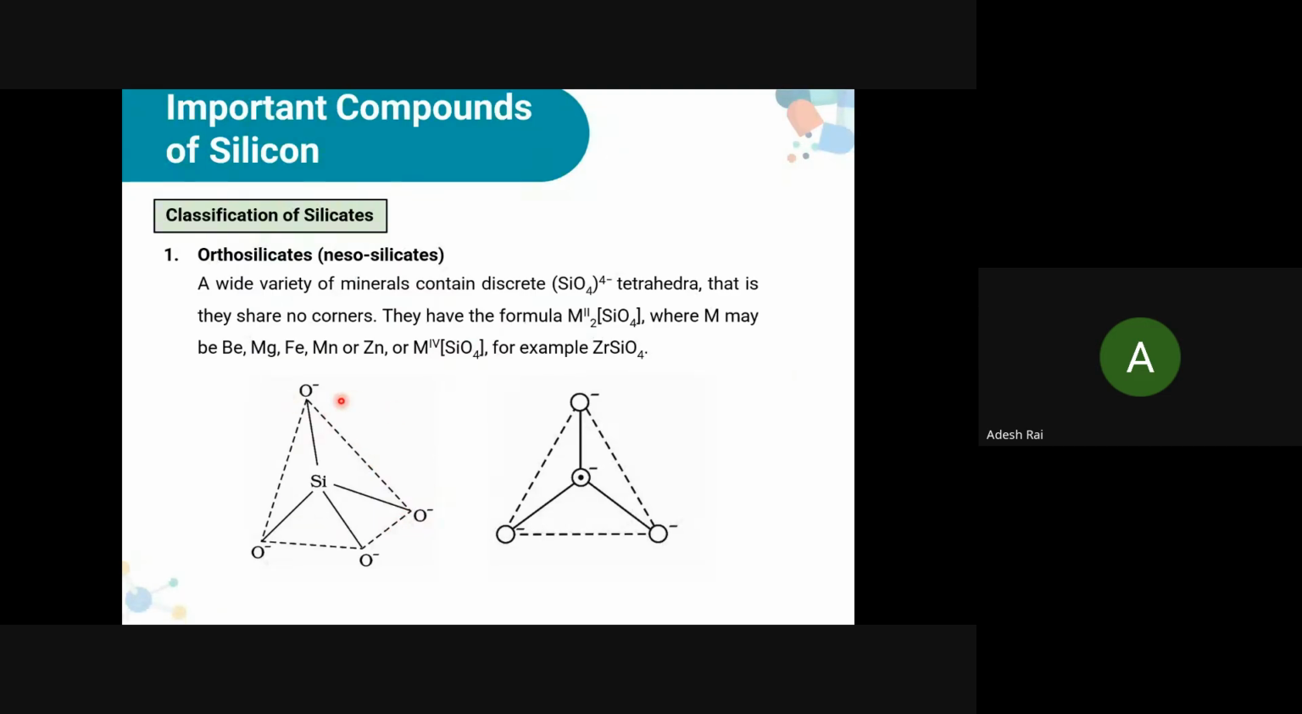Only this is present over there. Is that clear? Only this is present over there. No further connection is seen. Can you see? Is there any further connection? They share no corner. So corners are not shared. Is that clear? In case of orthosilicates.